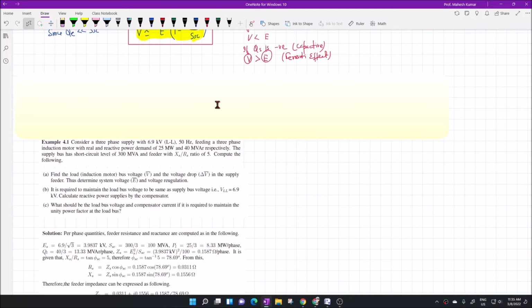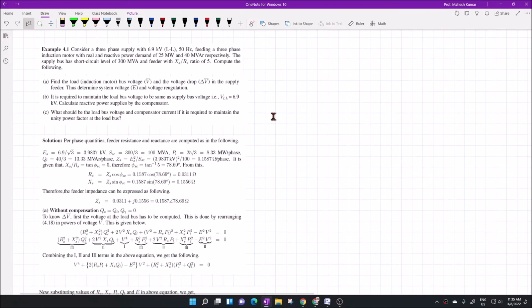This is example 1 of the 4th unit of the NPTEL book that I have given you. In this we have to find the voltage at the load bus, the voltage drop, and the system voltage without any compensator first. And then we will find out what the capacity of the compensator should be if we want to maintain the load bus voltage at the source voltage.